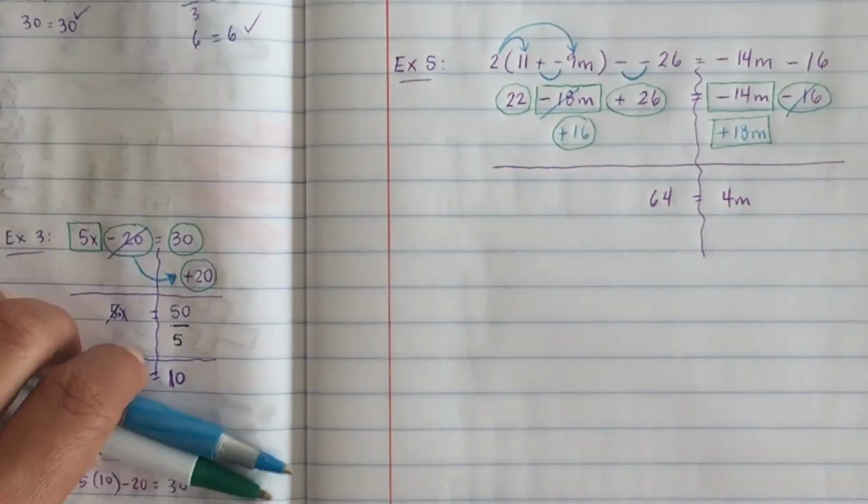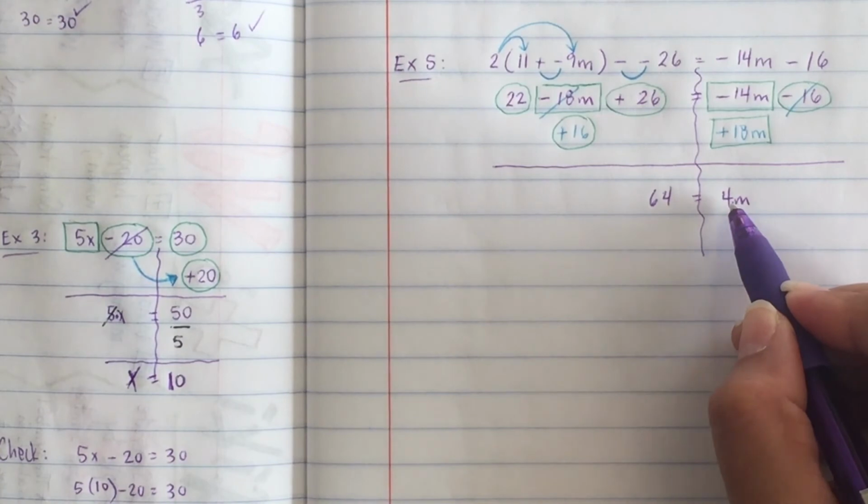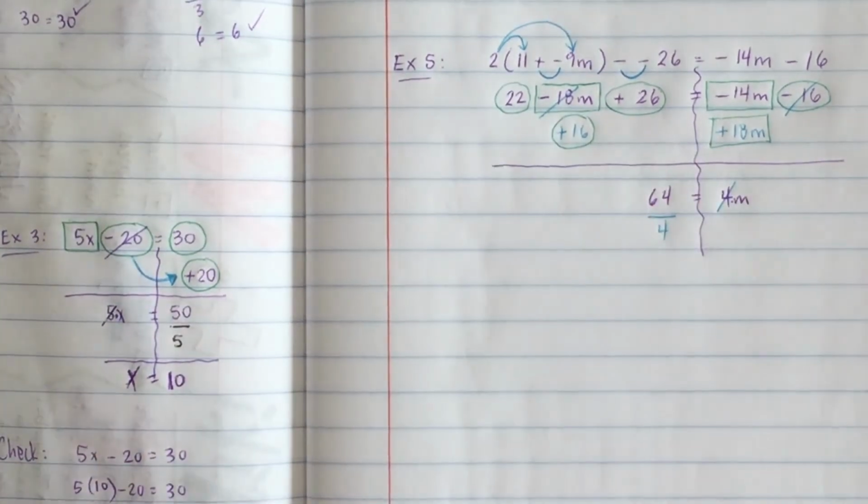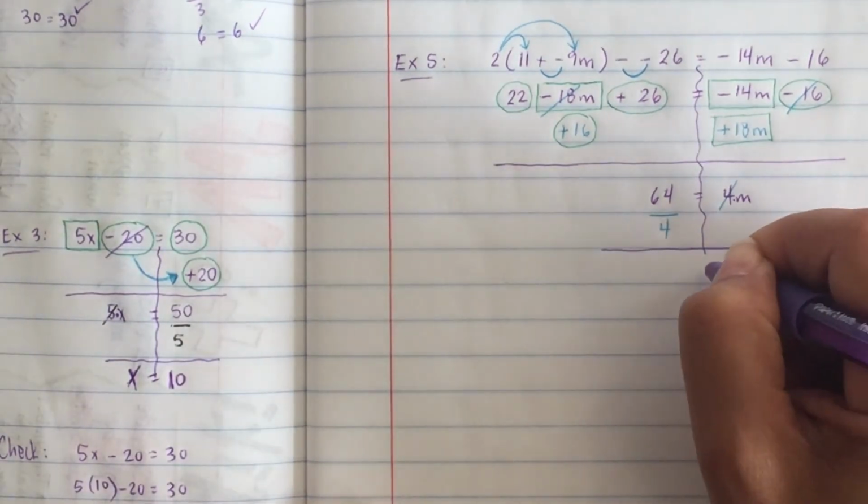What's the operation again? One-step equations, multiplication. How to get rid of multiplication? When you go to the other side, it becomes division. So you're going to get m is equal to 16, or 16 equals m, same thing.